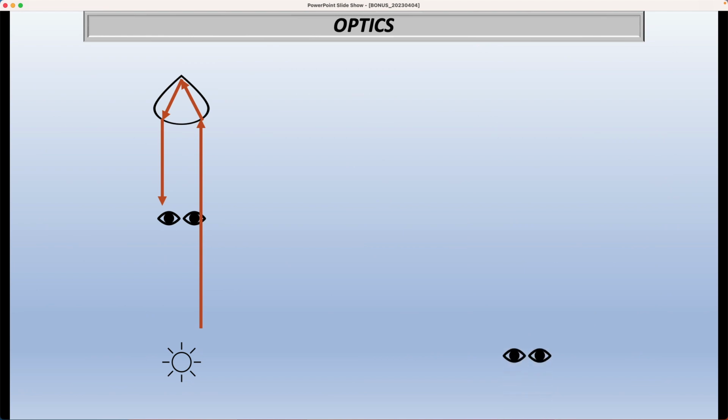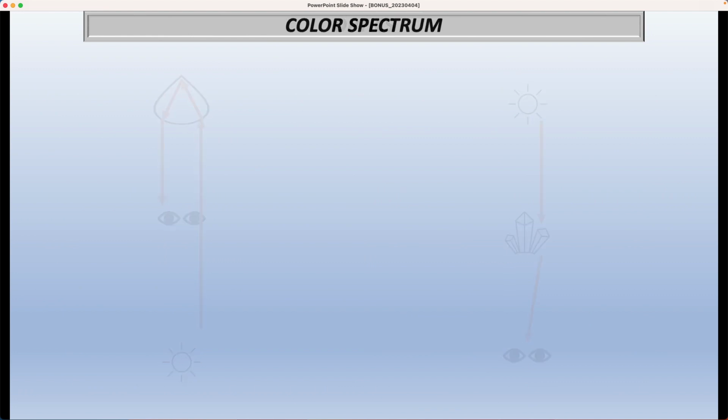Now, in the case of the ice crystal, here's the eyeballs, here are the ice crystals, and here's the sun. So the rays from the sun interact with the ice crystals. They get refracted or bent, and that splits the light from the sun up into all the colors of the spectrum, which then gets to your eyeball, and you see those little arcs of color on each side of the sun.